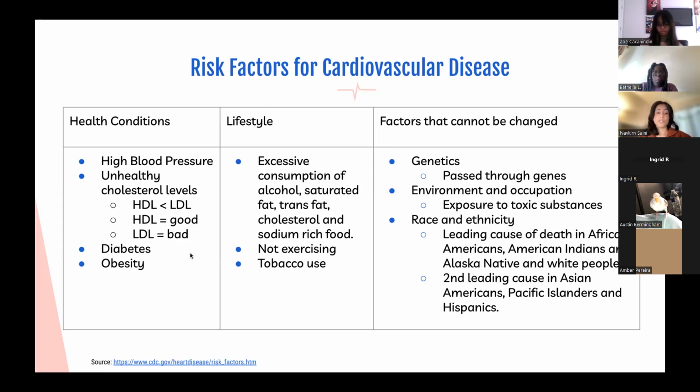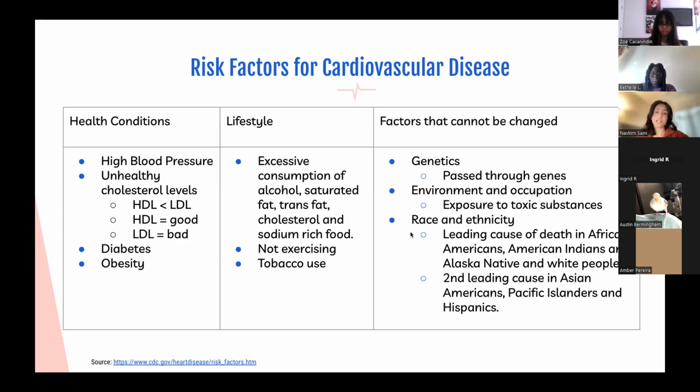And like I said before, diabetes does lead to cardiovascular disease, so it's important to prevent the development of diabetes and prevent obesity. So when we look at lifestyle, it's important to not consume a lot of alcohol, saturated fat, trans fat, cholesterol, and sodium-rich food. And you should be exercising to not only stay fit, but to also keep your heart muscles strong. And lastly, you should limit tobacco use.